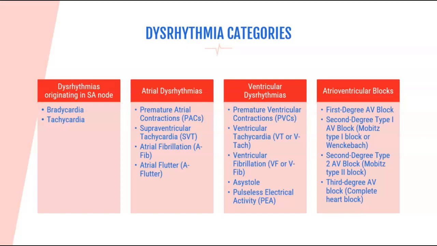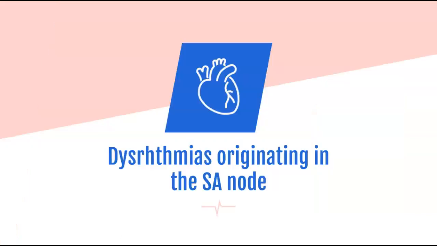We will also go over atrioventricular blocks, and those include first degree AV block, second degree type 1 AV block or Mobitz type 1 block or Wenckebach, second degree type 2 AV block or Mobitz type 2 block, and third degree AV block or complete heart block. We will first start off with dysrhythmias originating in the SA node.